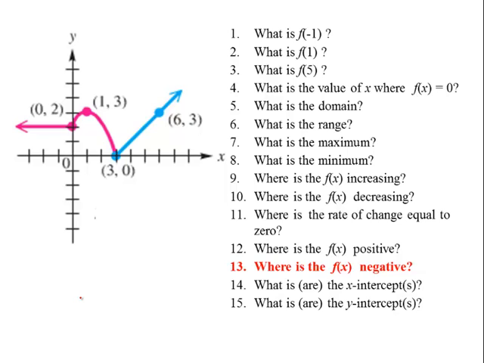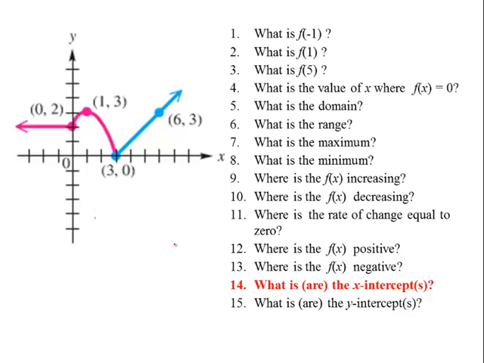Number 13, where is f of x negative? That's in quadrant 3 and 4. So anything below the x-axis, f of x is going to be negative. We don't have anything below the x-axis. So the answer to 13 is there is none. It's the empty set.